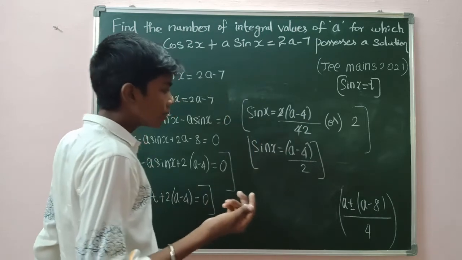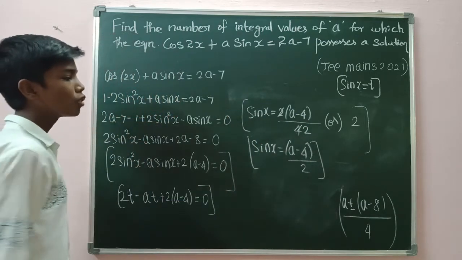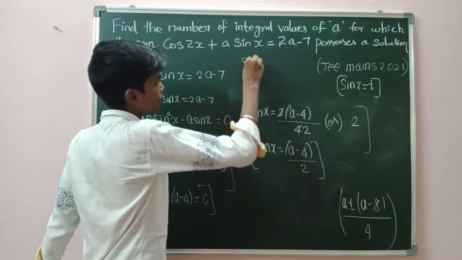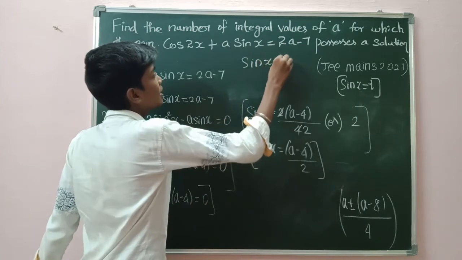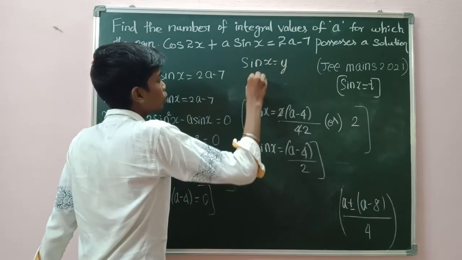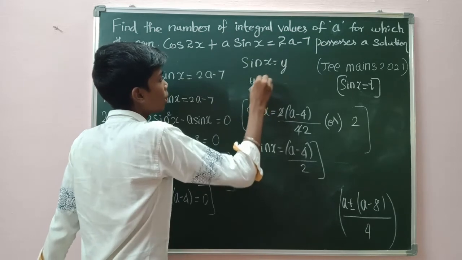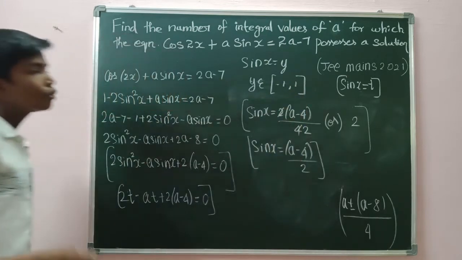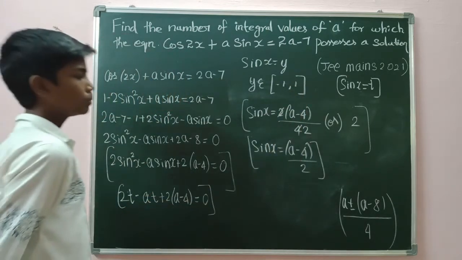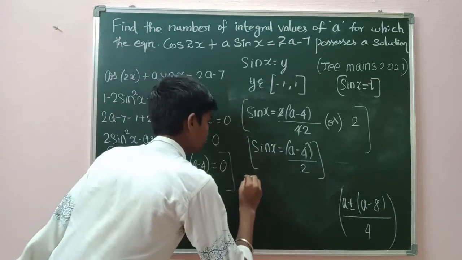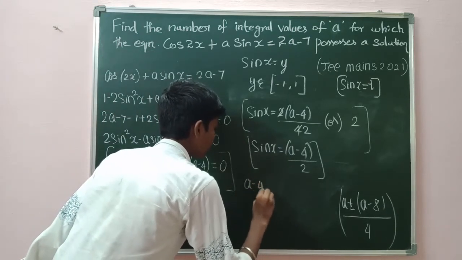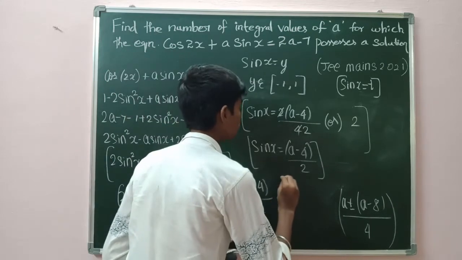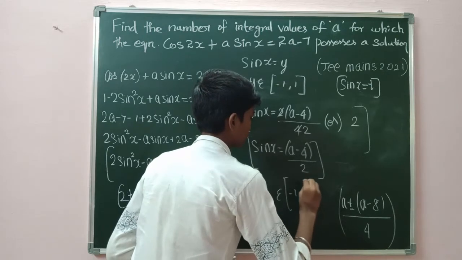Now, if sin x is equal to (a minus 4) by 2, what is the range of sin x? That means if sin x is equal to y, then of course the range of y is nothing but y belongs to the closed interval minus 1 to 1, which includes minus 1 and 1. So when I use that concept here, I will get (a minus 4) by 2 belongs to [minus 1, 1].